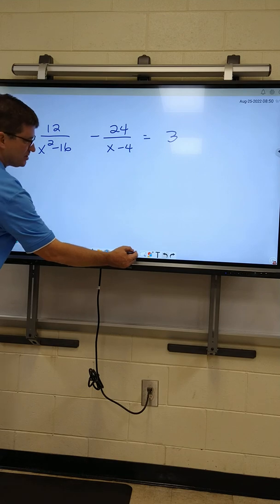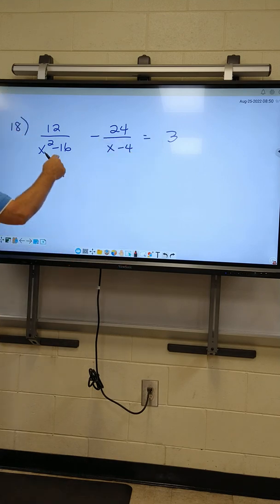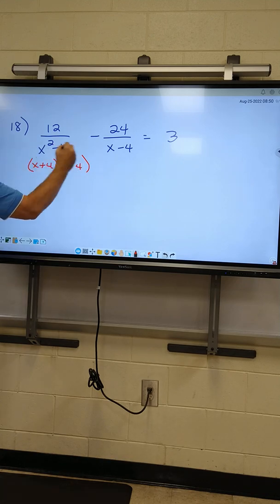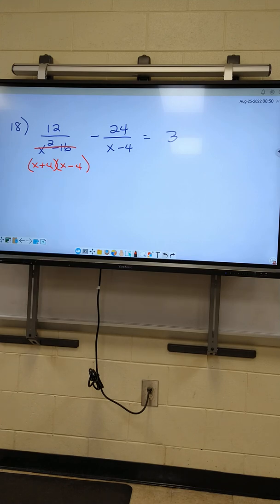Look at number 18. Look at the bottom right here. This is the first time, guys, we've had one on the bottom that we can factor out. So, Lewis, if you can factor out what's on the bottom, you got to factor it. So that's going to be x plus 4 and x minus 4. All right, so write that down, and then we'll talk about it. So if you have something you can factor, then you have to factor it out before you talk about common denominators.